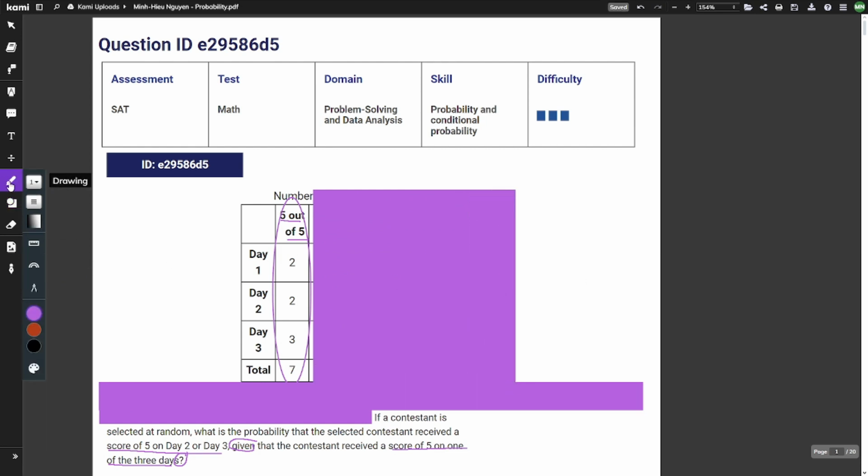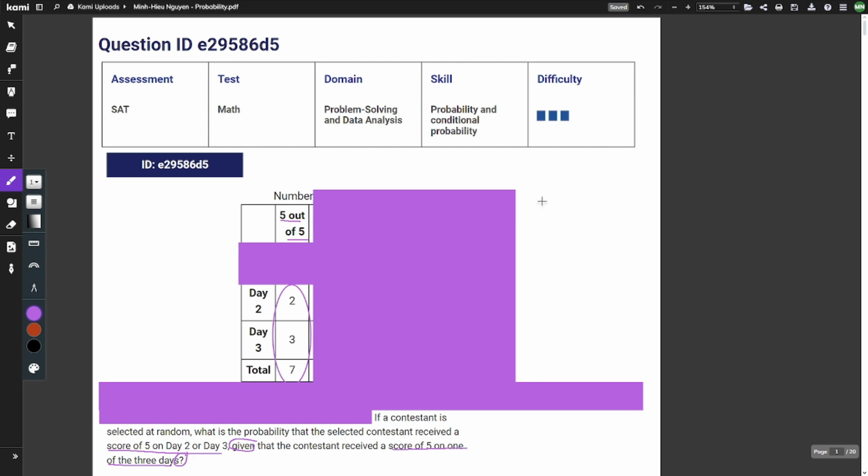Alright, now our second piece of information is that they needed to receive a score of 5 on day 2 or day 3. So now we know that we don't care about day 1 anymore. All we need is day 2 or day 3. So I'm going to go ahead and pull this circle down. That is all the information that we're going to need to solve this problem.